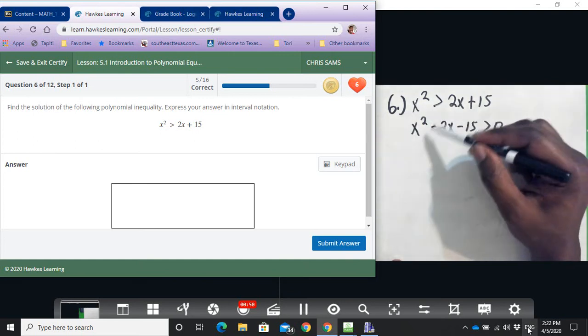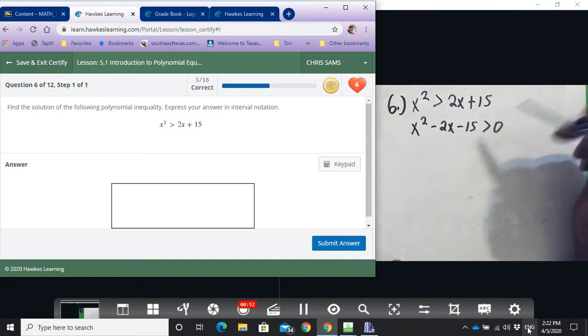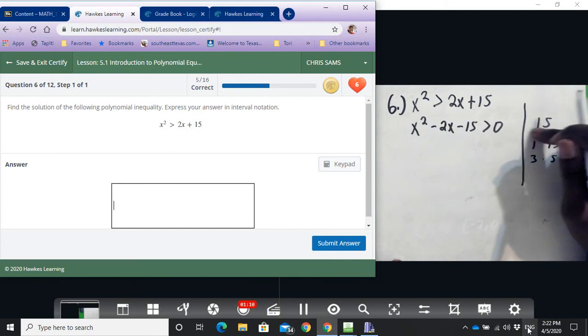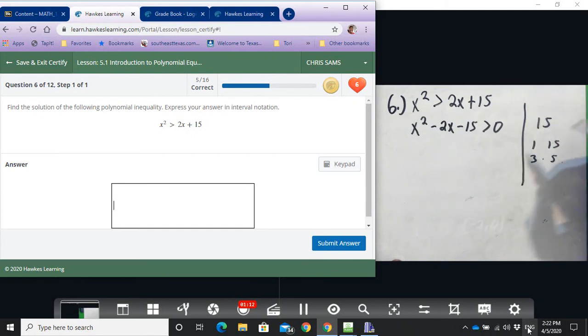We're going to try to factor this term. So 1 times 15 is 15, and the factors of 15 that subtract and give us 2 are what we're looking for. So 1 and 15, and then we have 3 and 5. Normally I don't write this little line here. 3 times 5 is 15, and if you subtract them you get 2. So this will factor.